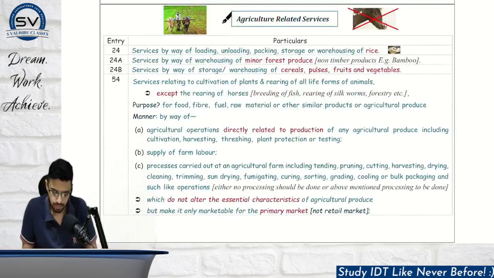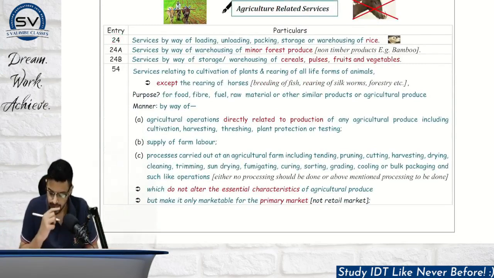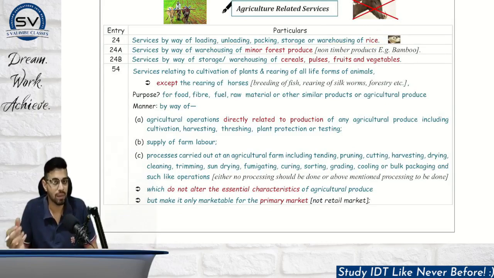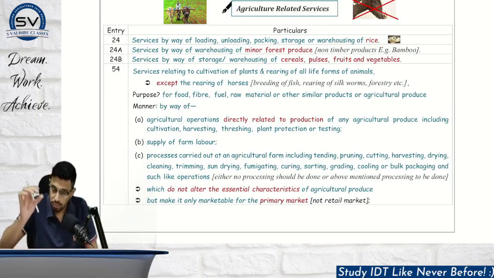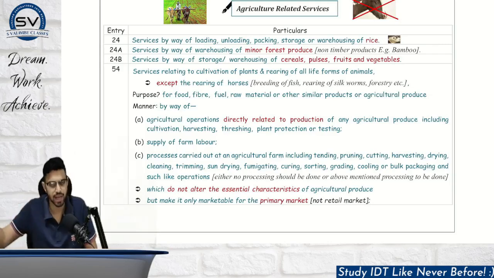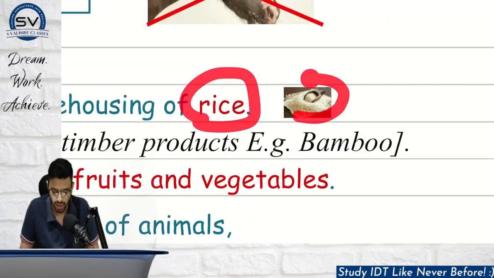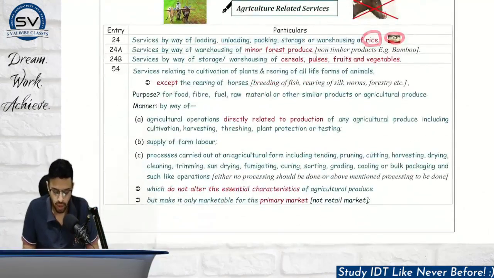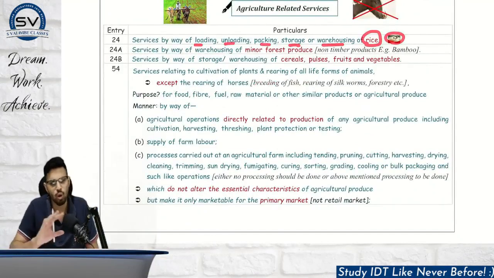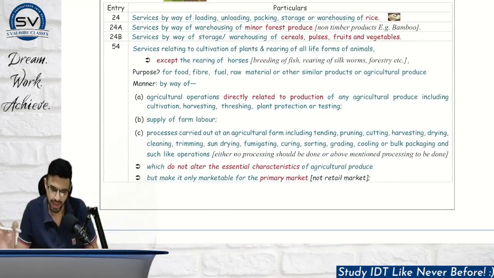Let's start. Entry number 24. Services by way of loading, unloading, packing, storage, warehousing of rice. Rice, it's a staple food for a lot of people in India. So rice as a complete product exemption has been given. We are not talking about paddy here. Paddy is obviously exempt because below this it will be covered. Here we are talking about the final product of rice. Okay, for rice. So here loading, unloading, packing, storage, warehousing, all the activities are exempt.